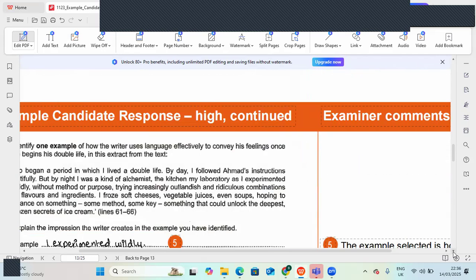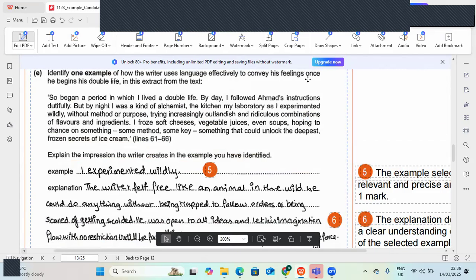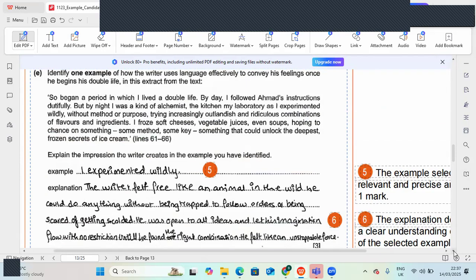If you have any question till now, you're more than welcome to ask. Question 2 in 1123 paper is of 9 marks altogether. All right. So tomorrow I'm planning to have an exclusive class with the 0500 students only.